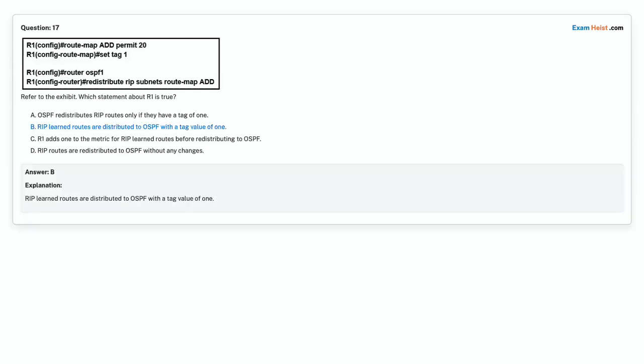Correct answer is option B. RIP learned routes are distributed to OSPF with a tag value of 1.